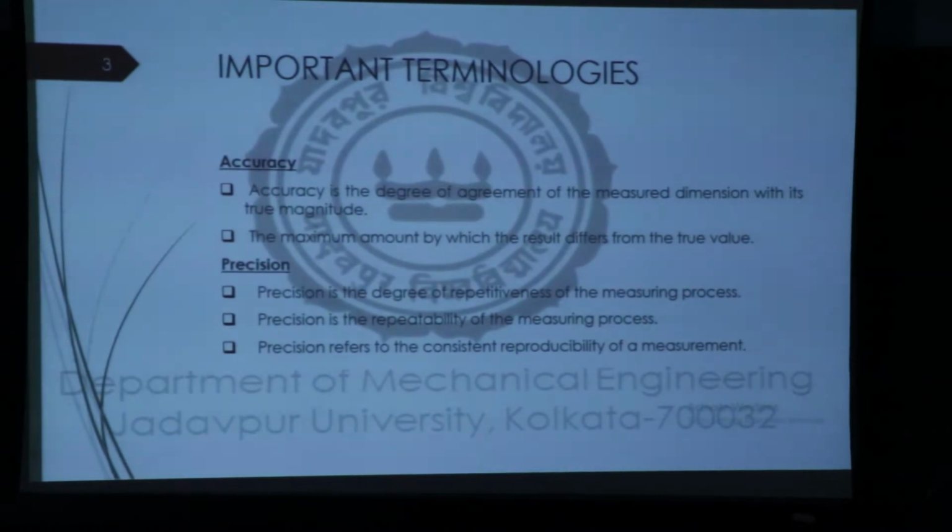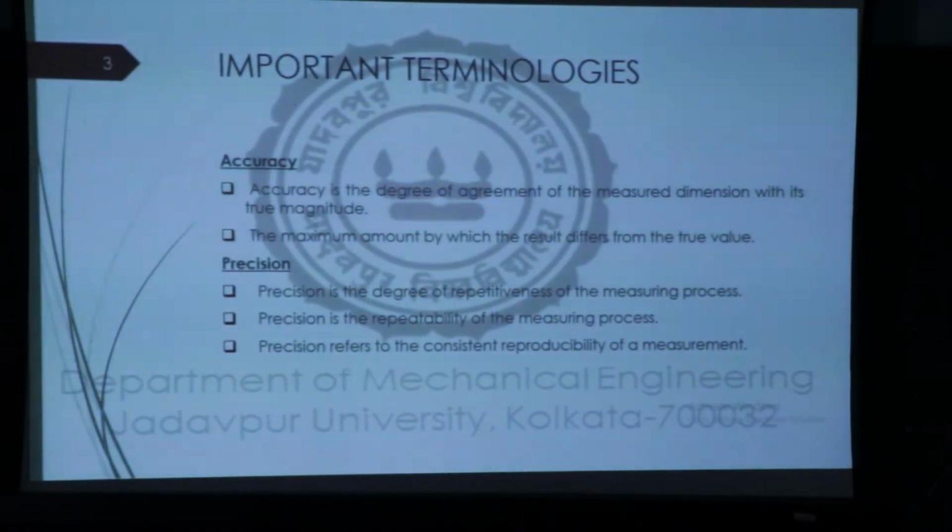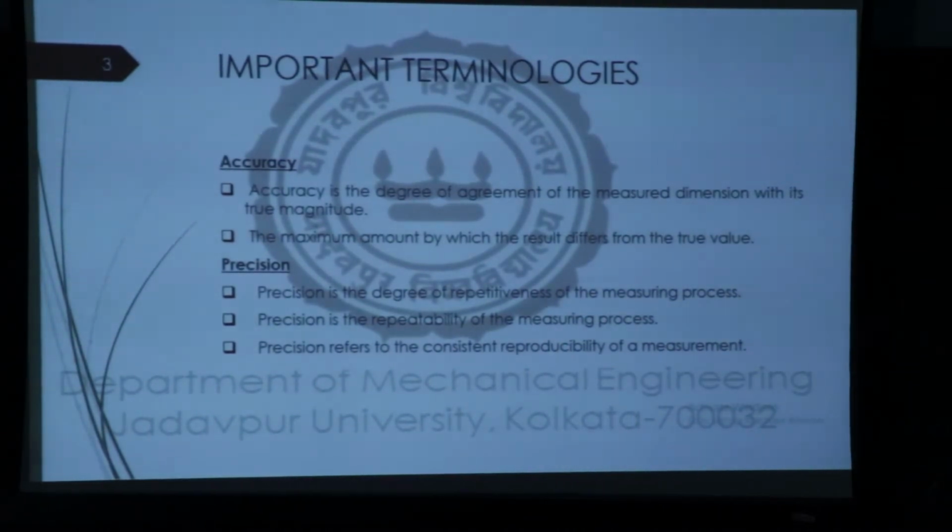Now, if you go on plotting the mean, whether that mean and the set mean are similar, whether the measured dimension and the true magnitude are similar or not. So, accuracy means nearness to the true value. And precision means the degree of repeatability of the measuring process. Every time you measure, how close it is towards the accurate value, that is called the precision. So, in one word, accuracy means nearness to the true value and precision means the repeatability of the measuring process.